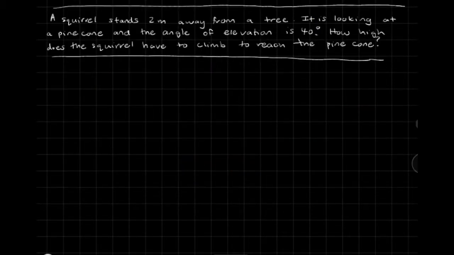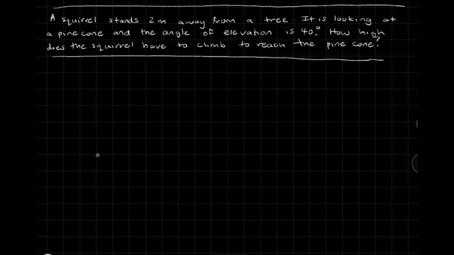All right, let's take a look at another application of trig ratios. Here we have a problem-solving question. A squirrel stands 2 meters away from a tree. It is looking at a pine cone and the angle of elevation is 40 degrees. How high does the squirrel have to climb to reach the pine cone? Okay, so let's draw a diagram. The best way to do these type of questions is to do diagrams here, right?